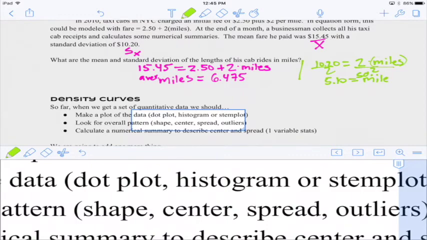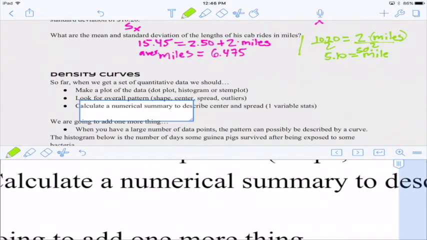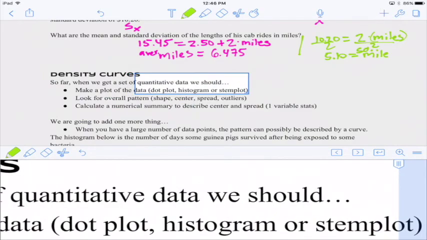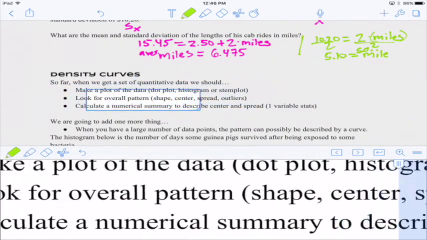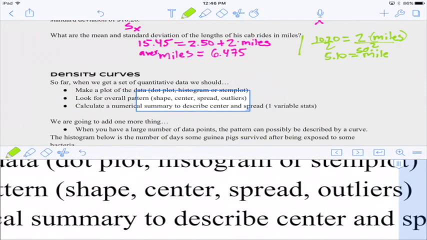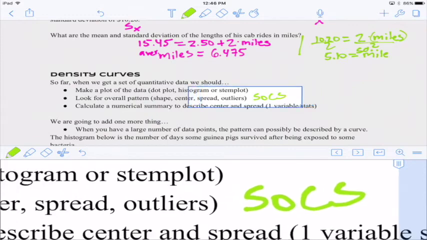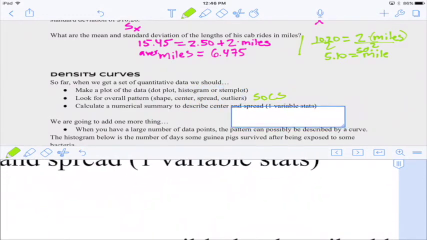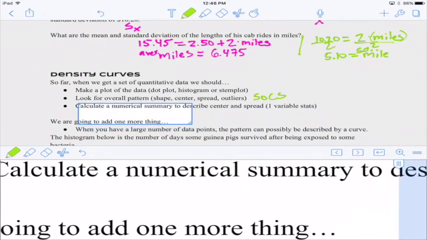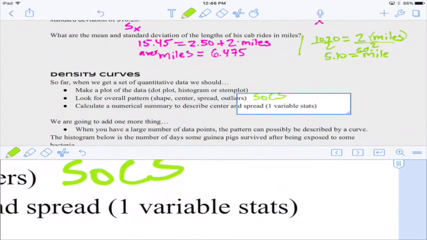But there's the notes part. All right, density curves. So again, lots of different topics in this section. So far we get a set of quantitative data. We will make a plot of the data. We will look for the overall patterns, so shape, center, spread, and outliers. Remember, SOCS: shape, outliers and unusual characteristics, center, and spread. So how we always describe it. We'll calculate a numerical summary to describe its center and spread. So this is where we do the one variable stats.